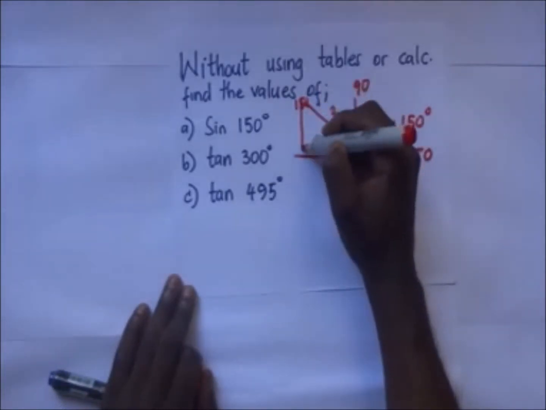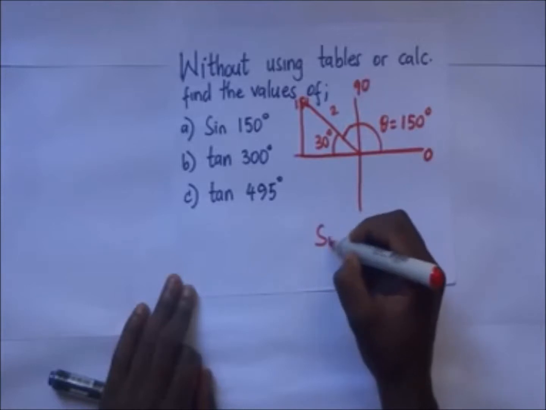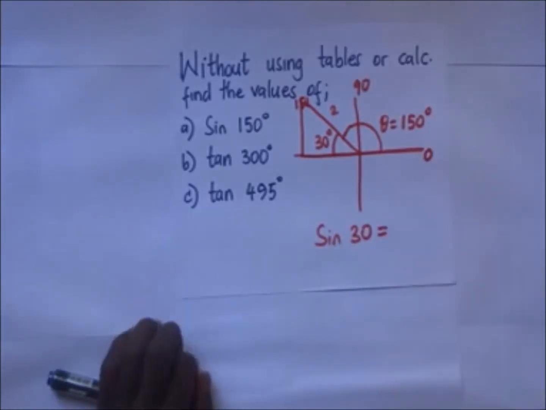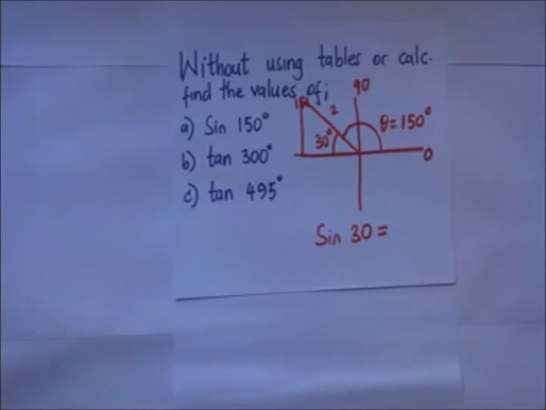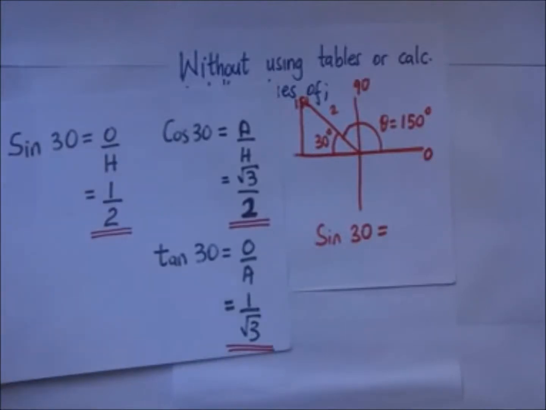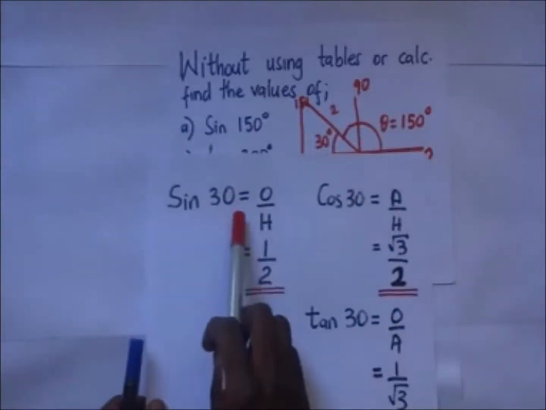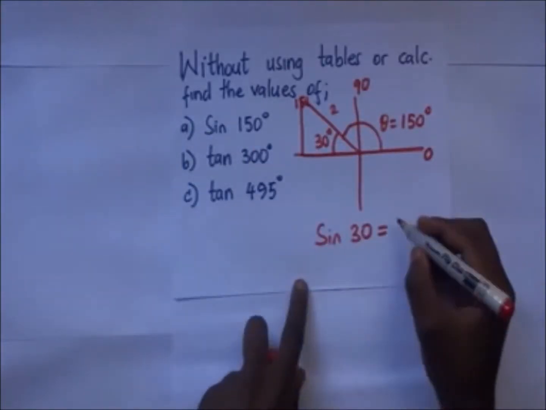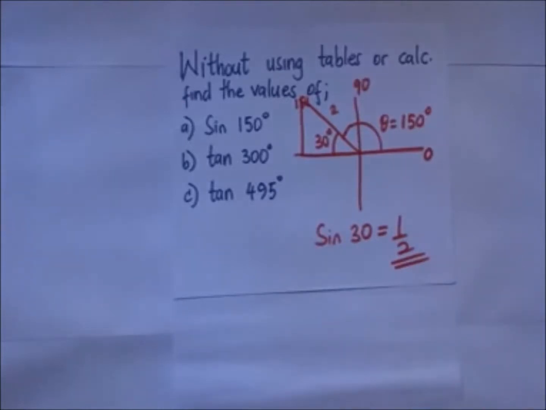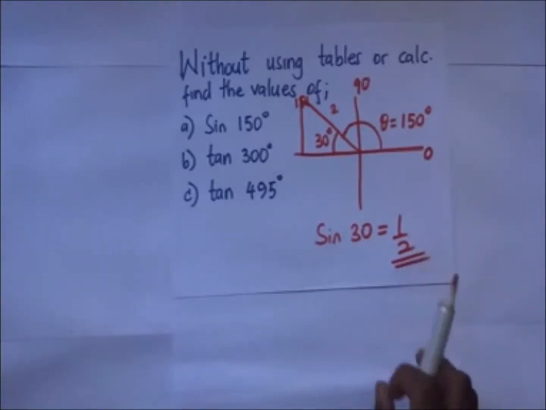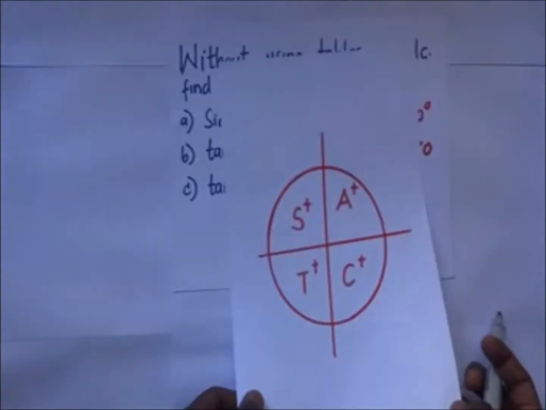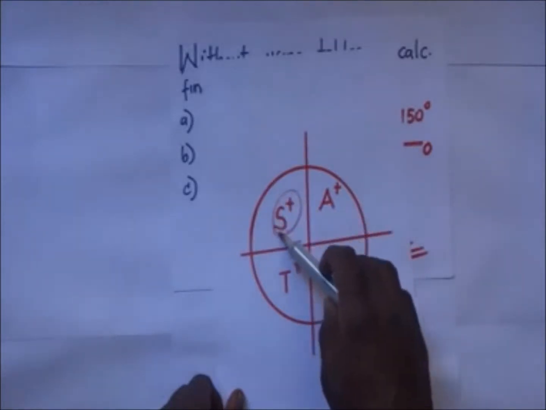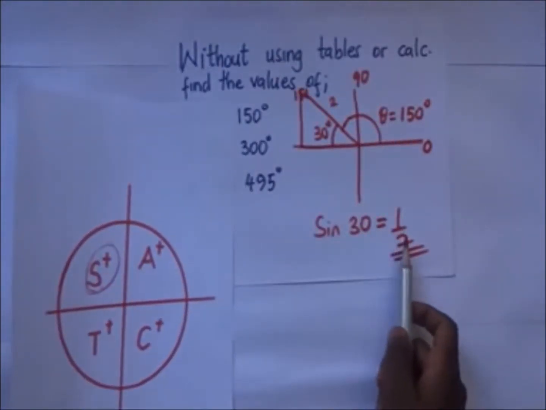So it means that the sine of 150 is the same as the sine of 30. What is sine of 30 according to our trigonometrical ratios? We said that the sine of 30 is a half. We did this in our previous videos. Now is it positive or negative? According to what we've just explored, only sine in this quadrant is positive, the rest are negative, so it's positive a half.